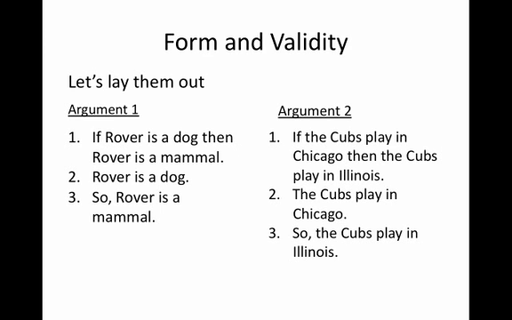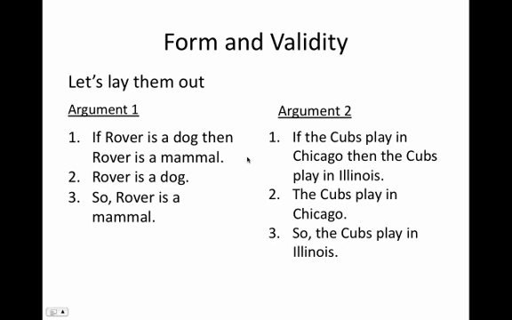Well, let's lay these arguments out. Let's make it a little bit more formal. So you can see how argument 1 has the first premise, if Rover is a dog, then Rover is a mammal. And argument 2 has a first premise, if the Cubs play in Chicago, then the Cubs play in Illinois. Argument 1 has a second premise, Rover is a dog. Argument 2 has a second premise, the Cubs play in Chicago. Well, notice the connection. This sentence, Rover is a dog, found in premise 2, you find that in premise 1 as well. It's between if and then. If Rover is a dog, then. And then you see it right there, Rover is a dog.